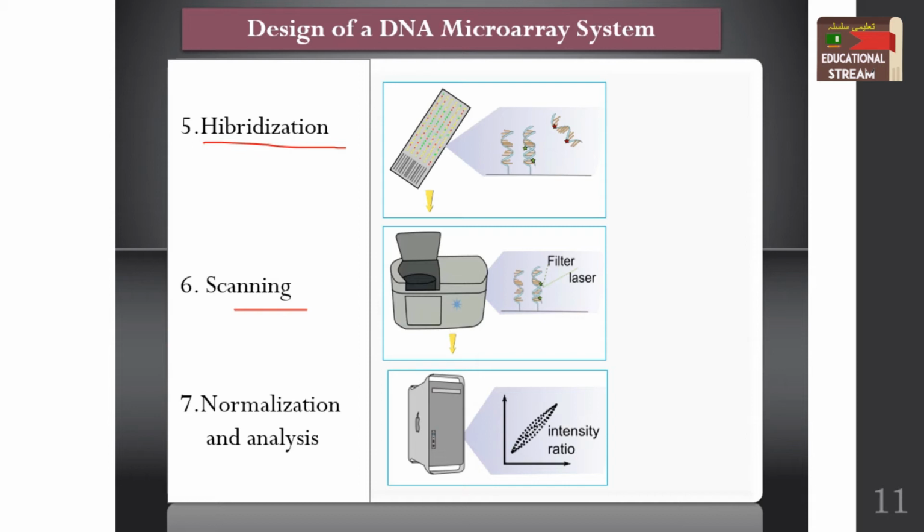Fluorescence will be produced if there is binding of the labeled cDNAs to the genes which were immobilized on this strip. Then the normalization of the data will be carried out, and then the analysis will be done.